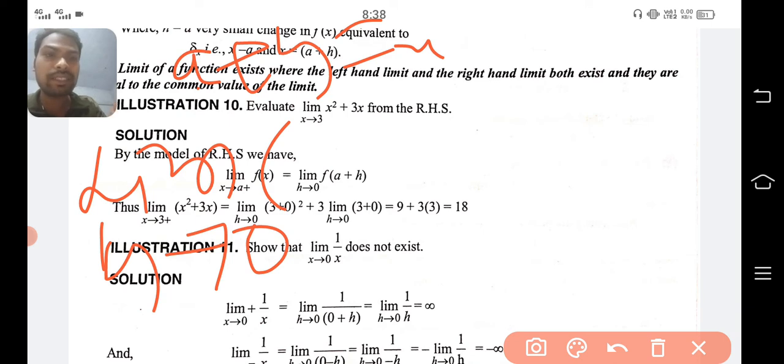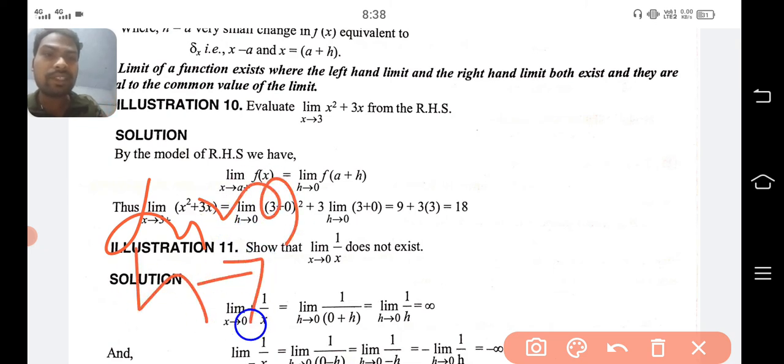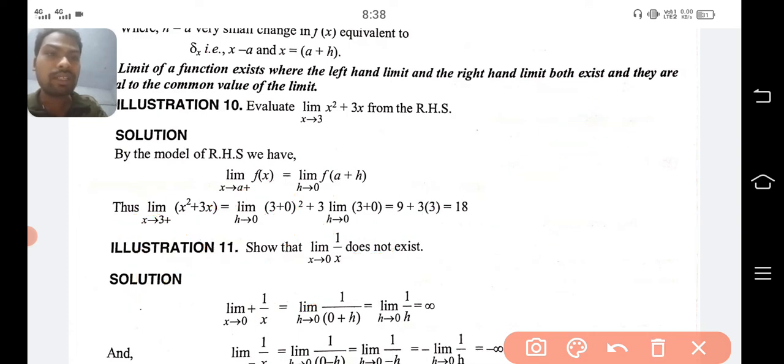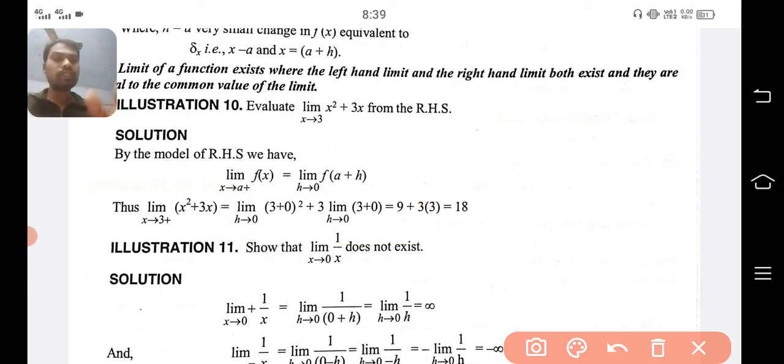So here, in place of x, you will write the limit as h tends to 0, then 3 plus 0 squared, plus 3 times the limit as h tends to 0 of 3 plus 0, and this is equal to 9. It means we have taken the limit separately for h, and we have put the value of 0 here, then we will get the value of this right hand side limit. It simply says that the same procedure will be applied, but you have to look at the plus term.